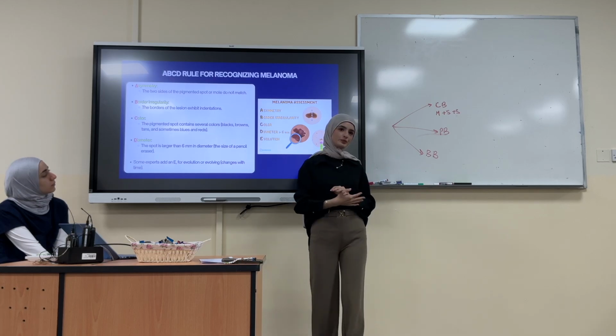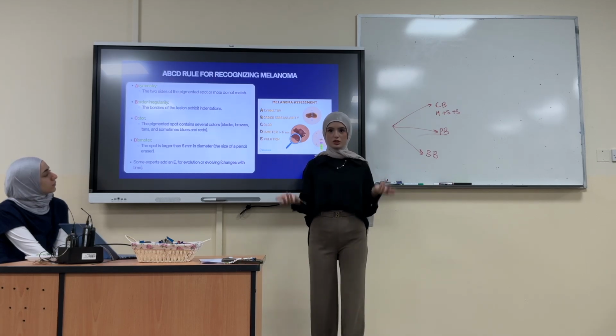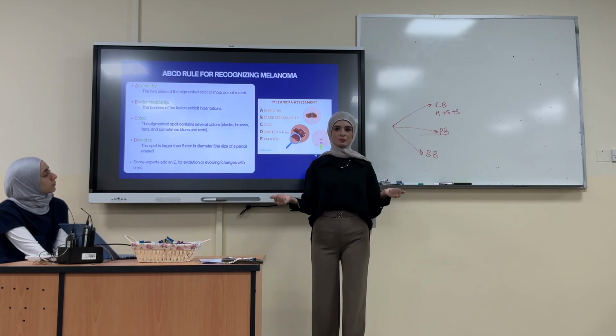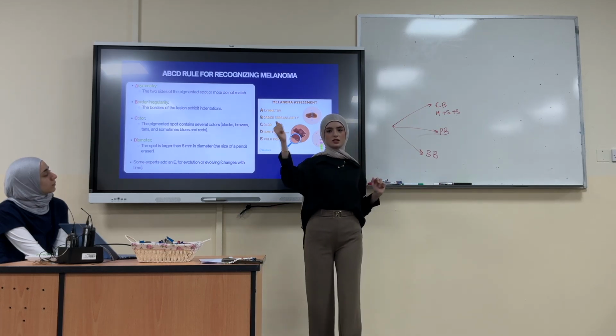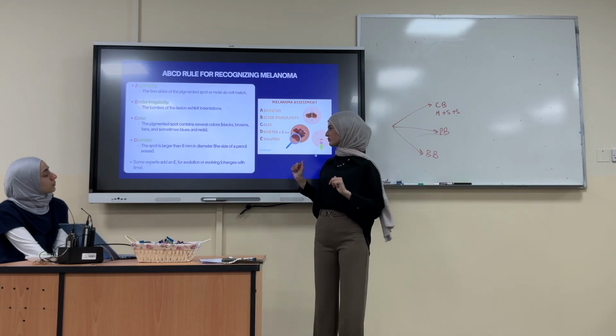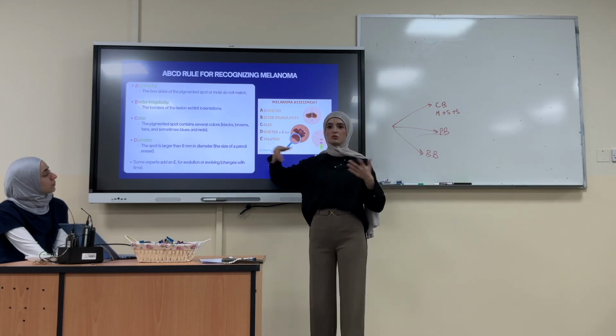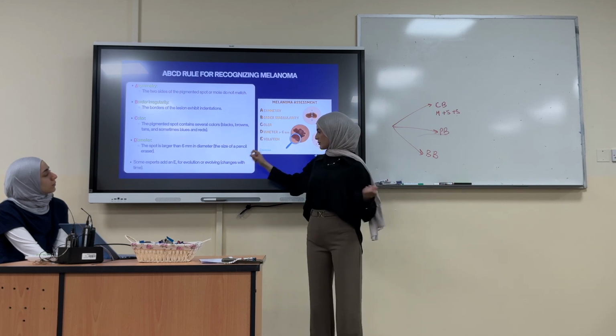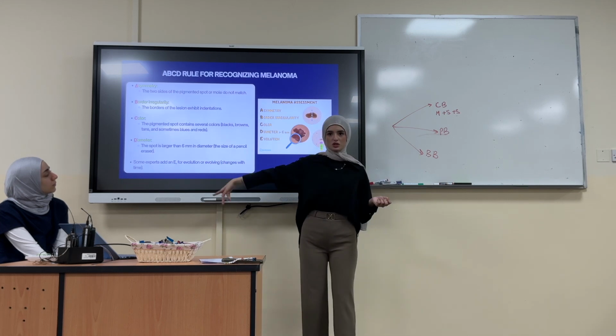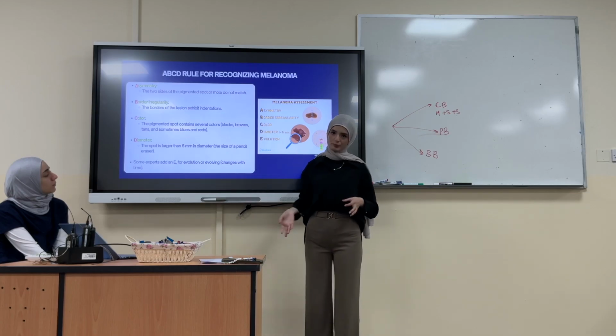C, color. There's more than one color. What are some examples of the colors that you can see? Black, brown, tan, and sometimes you can see blues and reds. D, diameter, it's more than 6 millimeters, kind of like your pencil eraser. Some experts add an E for evolution, which just means that it's changing over time.